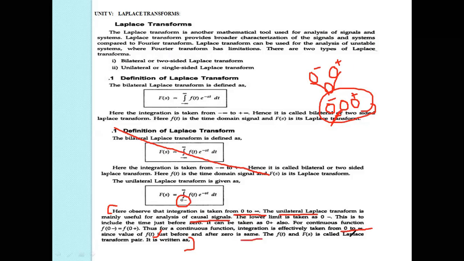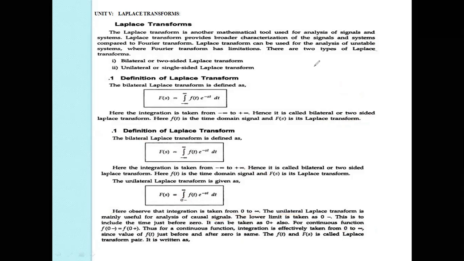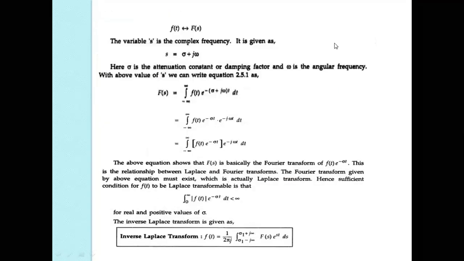The f of t and f of s is called a Laplace transform pair. Got it, my students? Now it can be written as f of t, the Laplace transform, f of s.